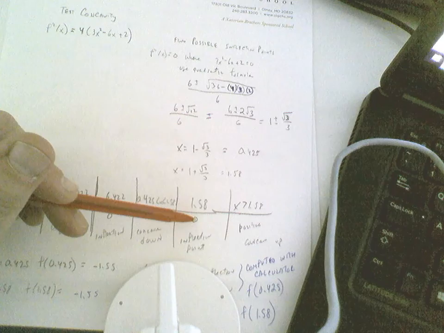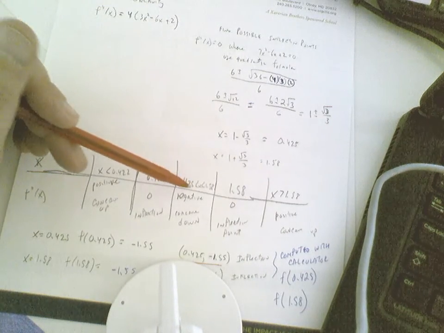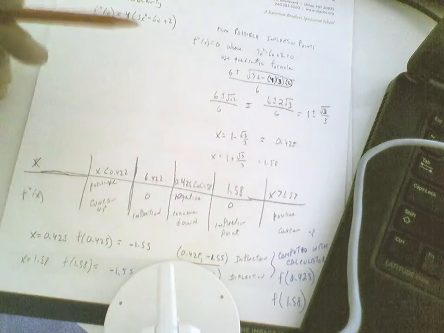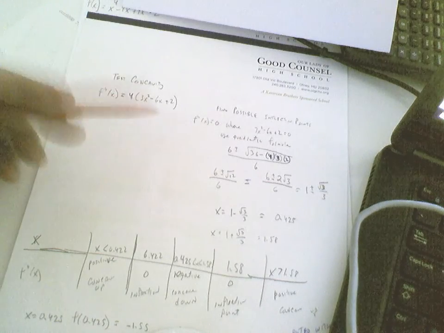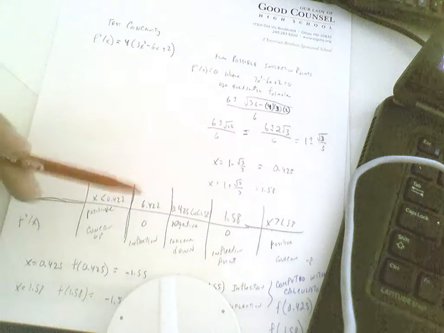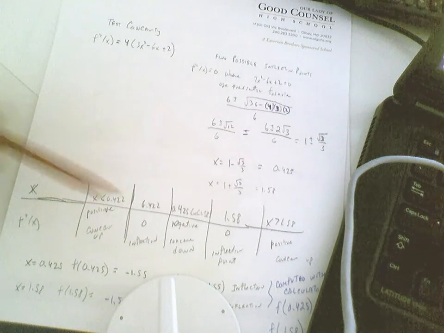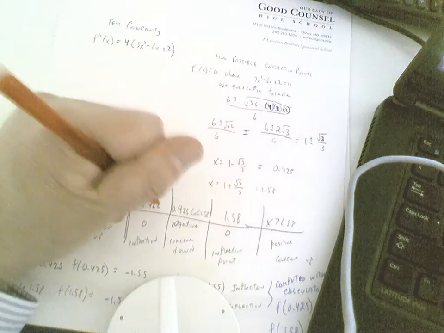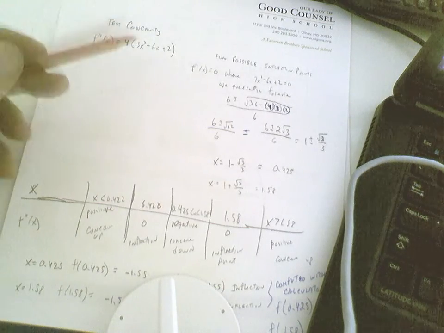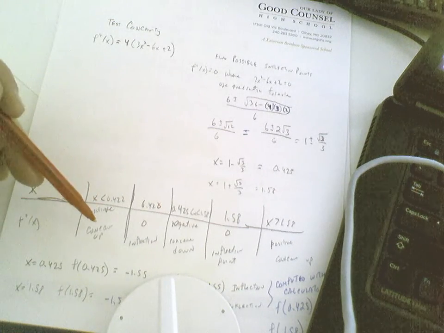At 1.58, which is one of the roots, we know that the second derivative is 0 there. When x is between 0.425 and 1.58, a little bit of testing will show that 3x squared minus 6x plus 2 will be negative. At 0.425, again, we said what? That we're going to have a second derivative equal to 0. And when x is less than 0.425, what do we know is going to happen? Again, testing through the calculator, we would find out that the second derivative is positive.